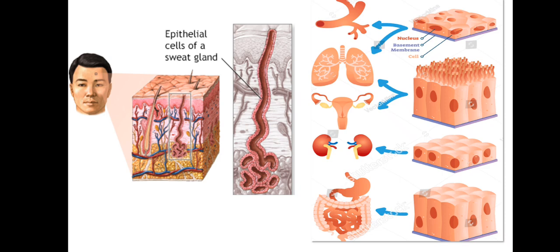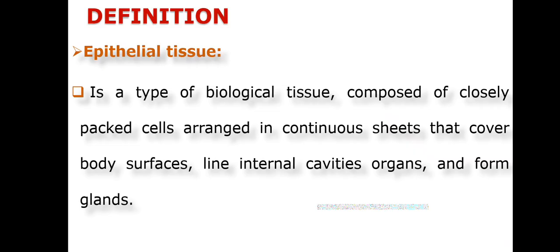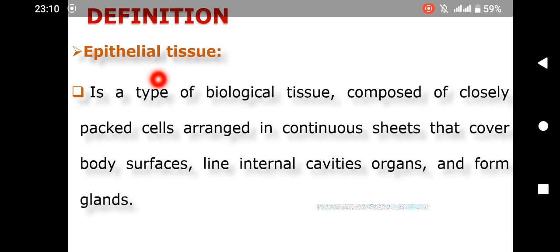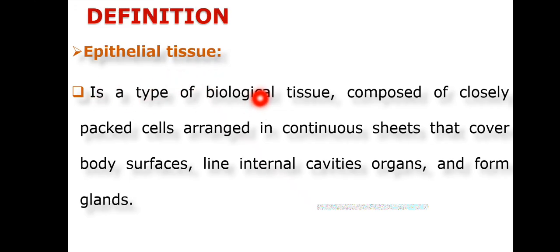So let's make progress. By definition, epithelial tissue is a type of biological tissue composed of closely packed cells arranged in continuous sheets that cover body surfaces. That's one of the functions. They also line internal body organs and form glands.